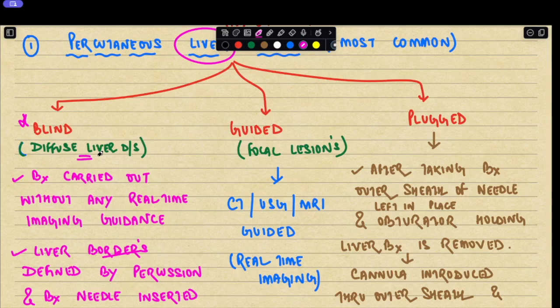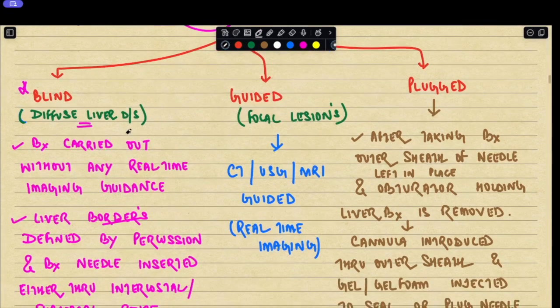So you are doing it blindly. So that is basically blind percutaneous liver biopsy. The biopsy over here is carried out without any real-time imaging guidance. First you have to percuss the liver borders and be sure where the liver is, and then the biopsy needle is inserted either through the intercostal space if the liver is enlarged, or, for example, via the subcostal route.